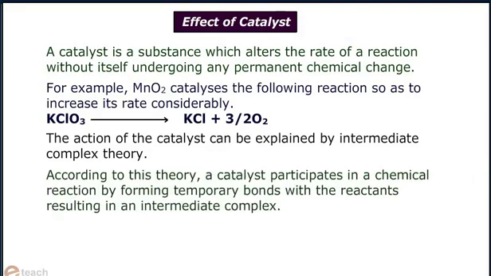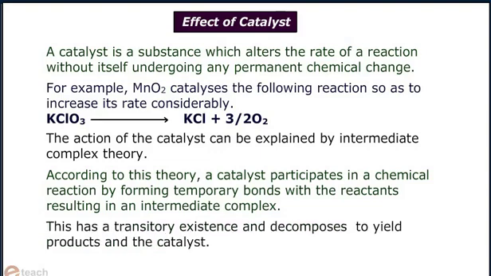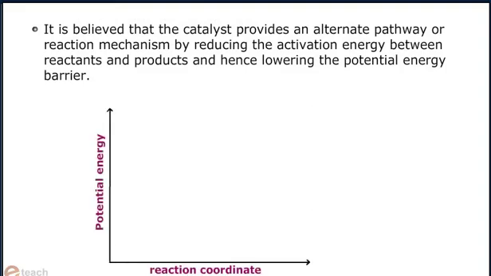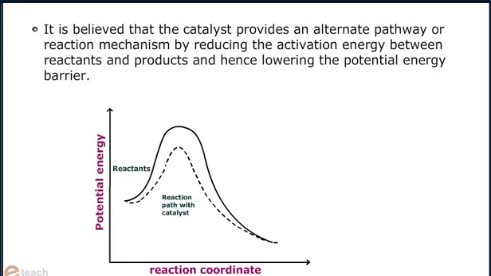According to this theory, a catalyst participates in a chemical reaction by forming temporary bonds with the reactants, resulting in an intermediate complex. This has a transitory existence and decomposes to yield products and the catalyst. It is believed that the catalyst provides an alternate pathway or reaction mechanism by reducing the activation energy between reactants and products, and hence lowering the potential energy barrier.